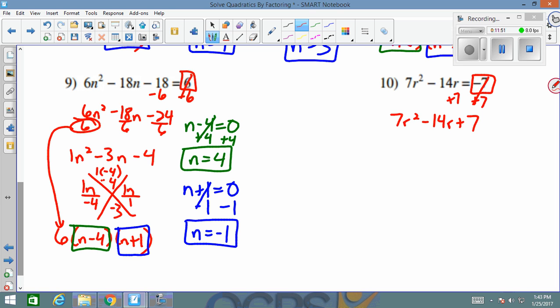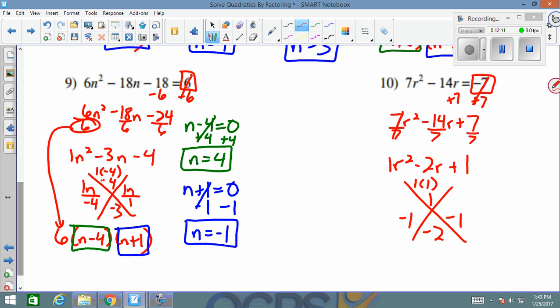I've got to look to see if there's a number that goes in all three. There is, it's 7, so we're going to divide everything by 7. So we have r squared minus 2r plus 1. So it's 1 times 1, first times last, which is 1. Middle number goes in bottom. So we'll have negative 1 and negative 1.